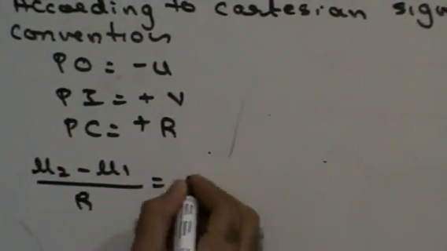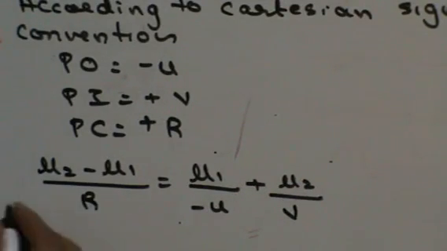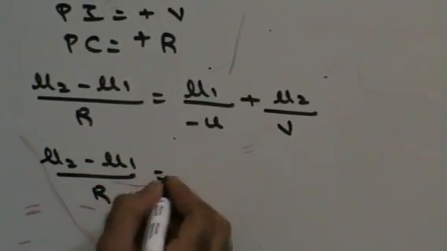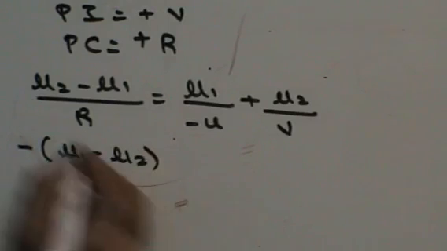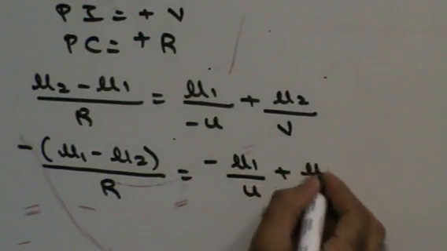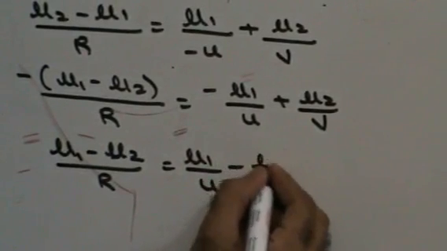If I substitute these values, I will get the answer as mu2 minus mu1 upon R is mu1 upon PO, PO is minus U, plus mu2 upon PI, that is V. Right? So in that case you will have the answer as mu2 minus mu1 upon R. Here I could take minus sign common. If I take minus sign common, I will get minus of mu1 minus mu2. I am taking minus sign common in the numerator. It is nothing but minus mu1 upon U plus mu2 upon V. Right? Multiply throughout by minus. So I will get mu1 minus mu2 upon R is mu1 upon U minus mu2 upon V.